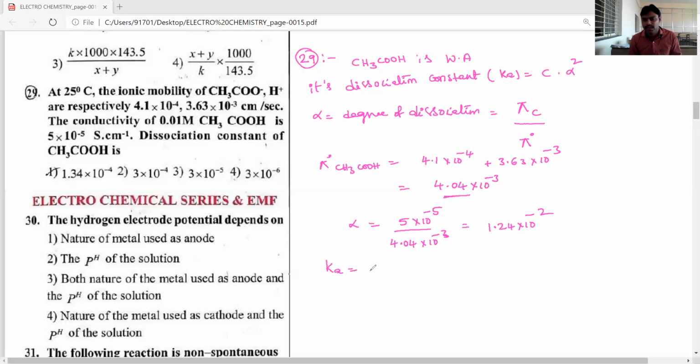Then Ka is equal to C alpha square. The concentration of acetic acid is 0.01, into 1.24 into 10 to the power of minus 2, whole square. On simplification, we get 1.53 into 10 to the power of minus 6. Actually, here the options are not clear. This option belongs to 1.56 or 1.53 into 10 to the power of minus 6, which is correct. Okay, let's go for the next topic, electrochemical series and EMF calculations related problems.